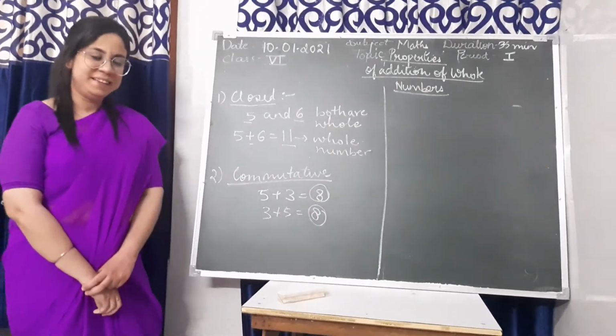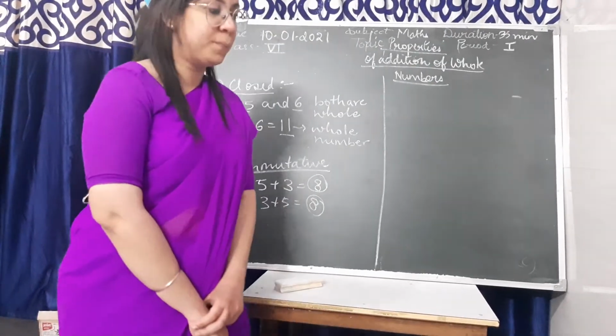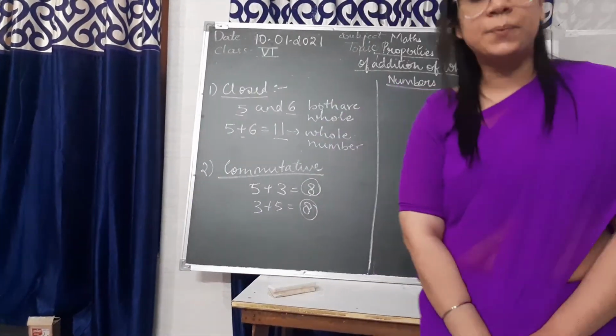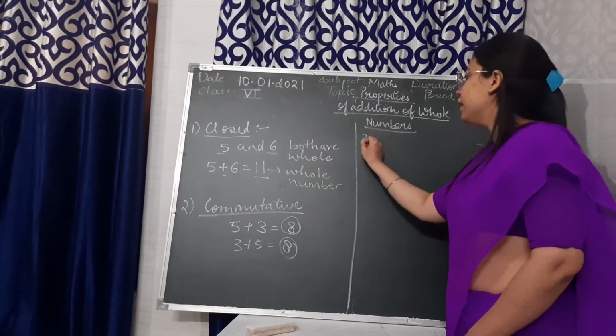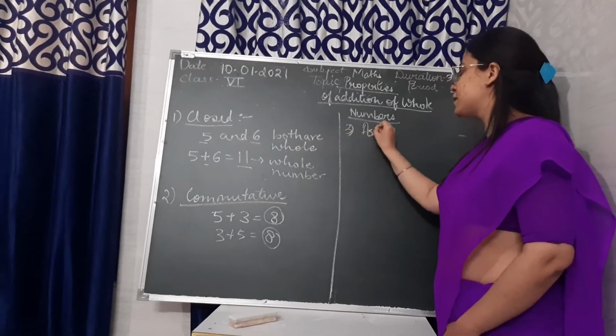Okay, ma'am. Great. So now the third property we have. The third property is called associative property.